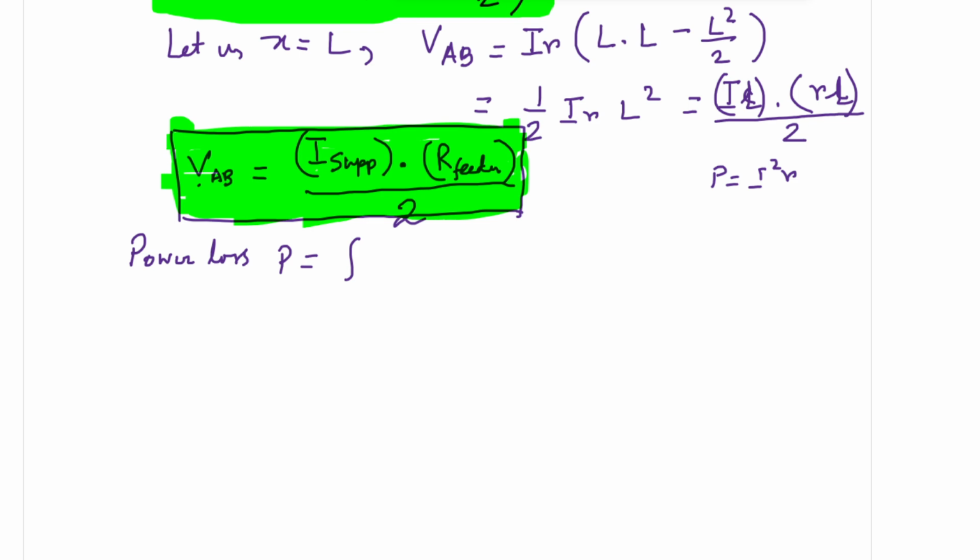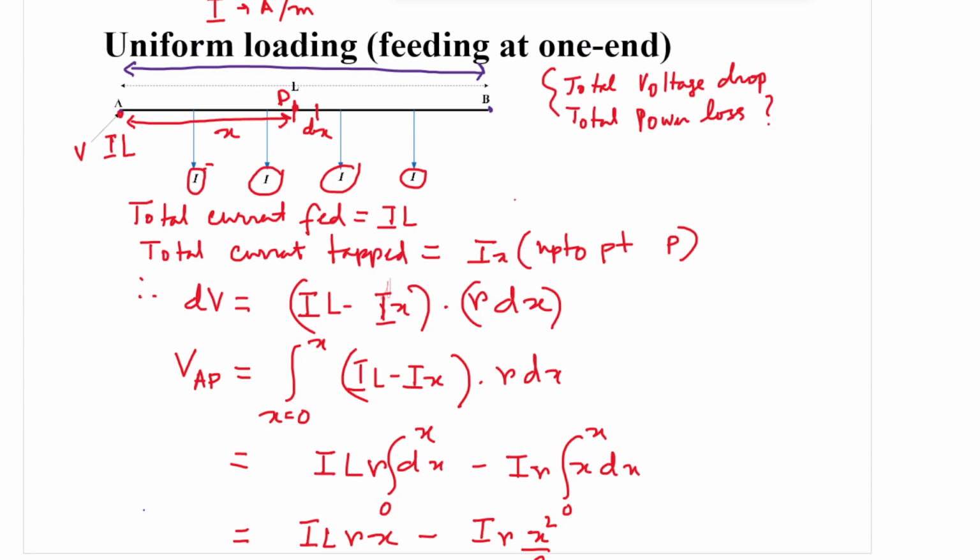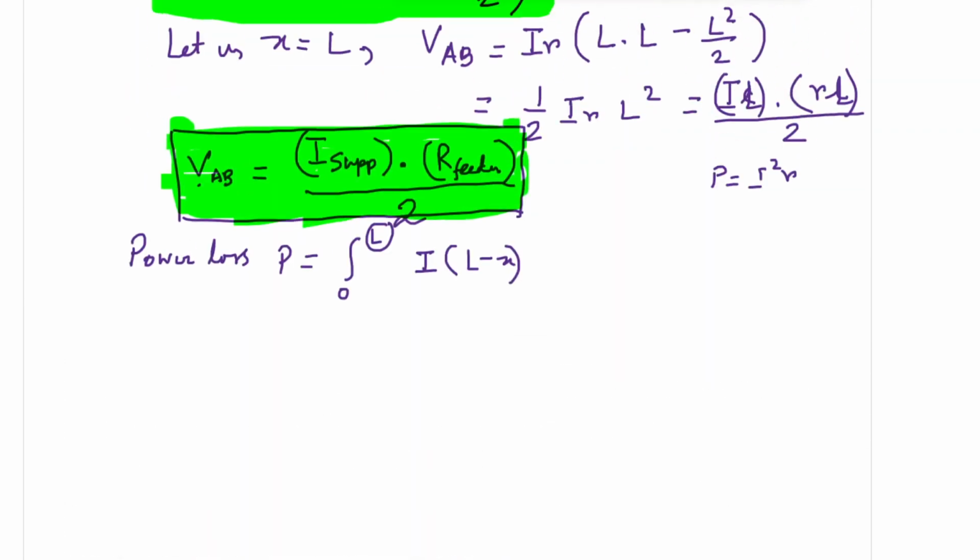So it will be the total power loss. It starts with 0 to capital L because it represents the entire length of the line. The current should be I into L minus X up to this point P. Okay, up to this point P. This expression. Now, since it is a square, you should take I square into L minus X whole square. Now with that you need to incorporate this term R dx.